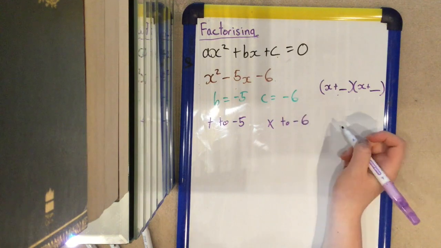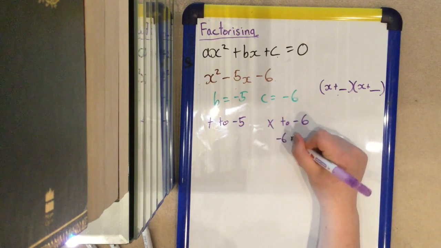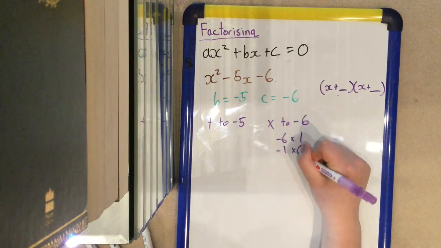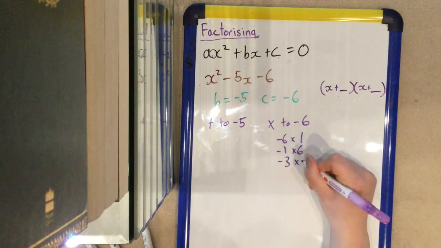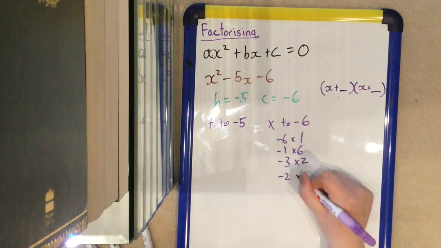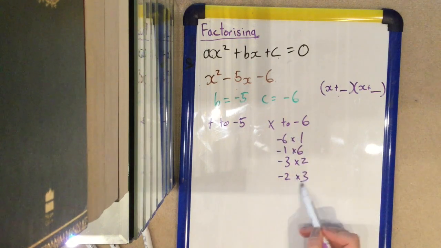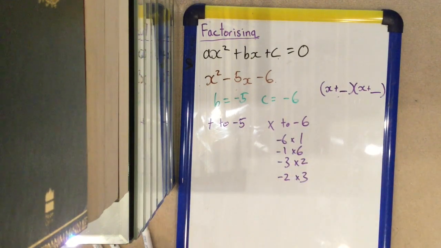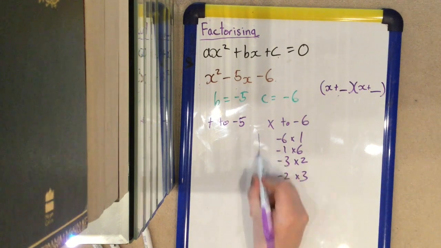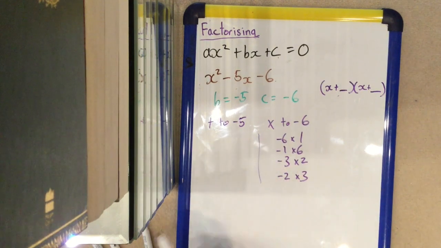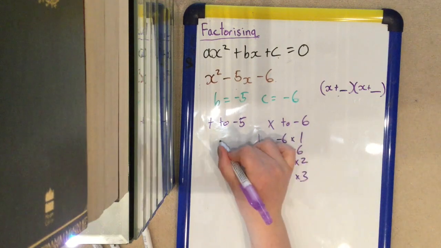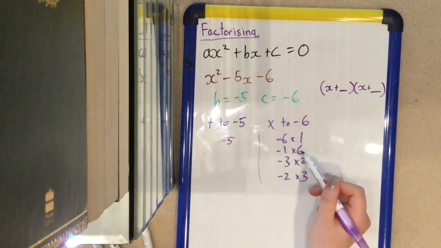To multiply to get minus 6, you need minus 6 times 1, minus 1 times 6, minus 3 times 2, or minus 2 times 3. Those are the only combinations of numbers that will multiply to give you minus 6. The next thing to do is add them together. In this case, minus 6 plus 1 is minus 5, so I know that's the right one.